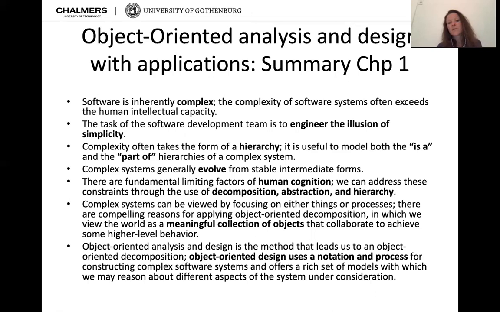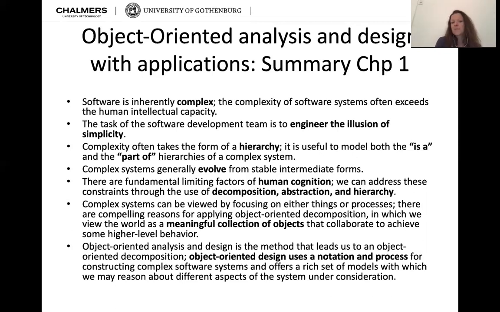Complexity then often takes the form of a hierarchy. It is useful to model both the is-a and the part-of hierarchies of a complex system. The is-a is a generalization, one type of abstraction, and the part-of is the object-oriented view on it. Complex systems generally evolve from stable intermediate forms. And there are fundamental limiting factors of human cognition, and we can address these constraints through the use of decomposition, abstraction, and hierarchy.